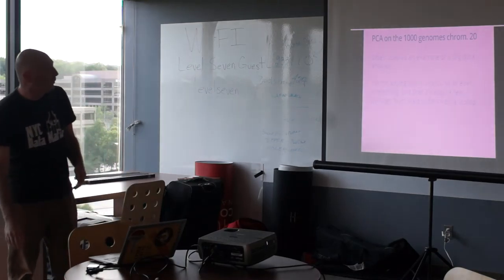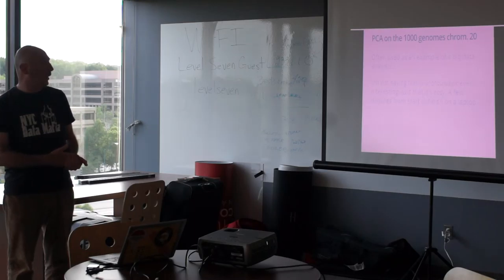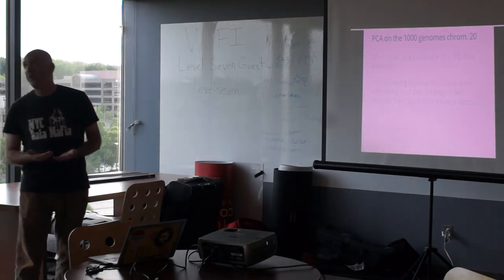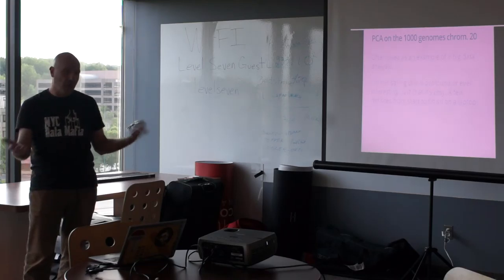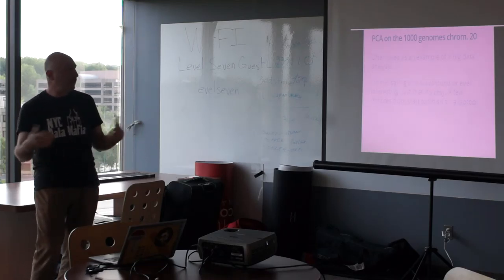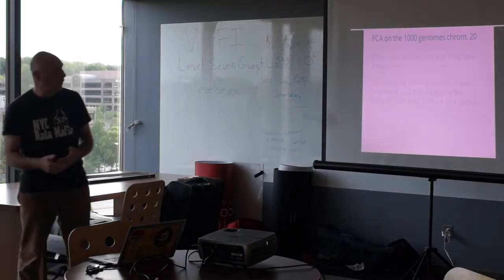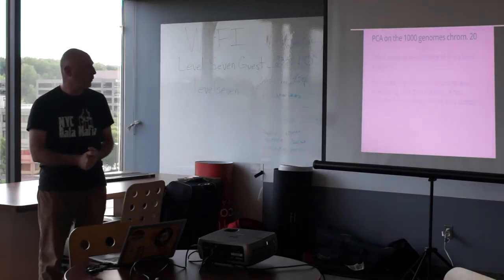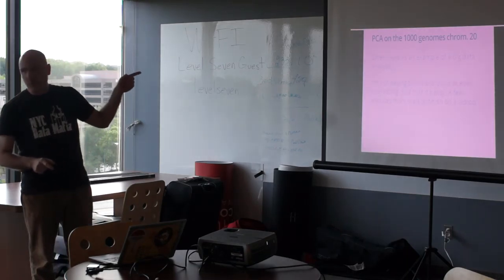So here's an example to compute principal components from the National Institutes of Health 1000 Genomes Project. I just picked a single chromosome, a small one, chromosome 20, but that is almost irrelevant. It doesn't matter if it was the whole genome or just a couple of chromosomes. The conclusion would be the same. So this example is not mine.